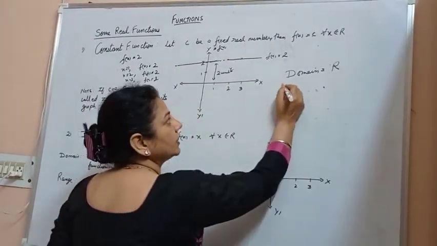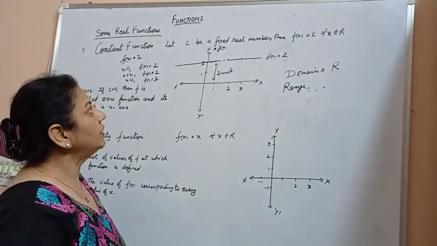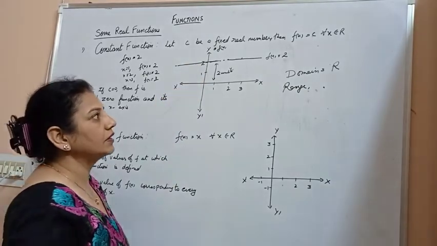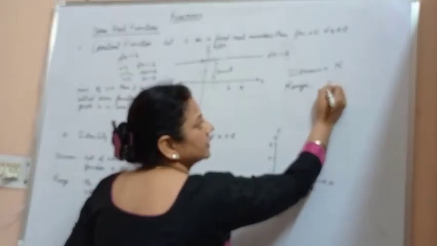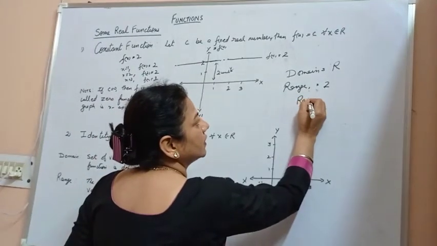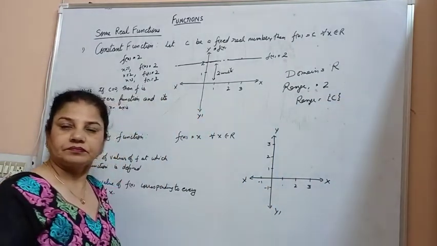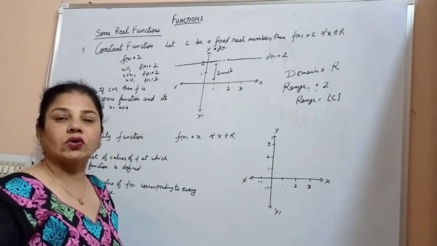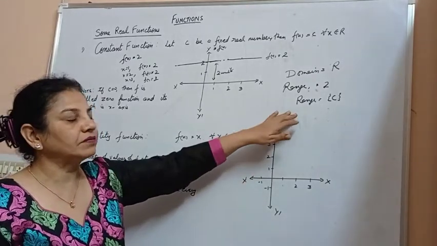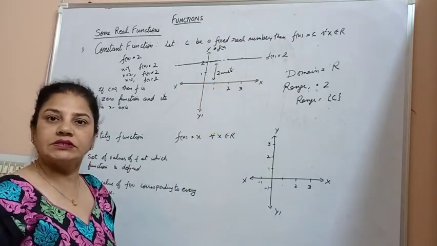And when we talk about the range, the range is the value of f(x). Every time we give a value to x, we get the value of f(x) as 2. So in this particular case the range is 2. The range of the constant function is c, the constant fixed real number, and the domain of the constant function is the real numbers.